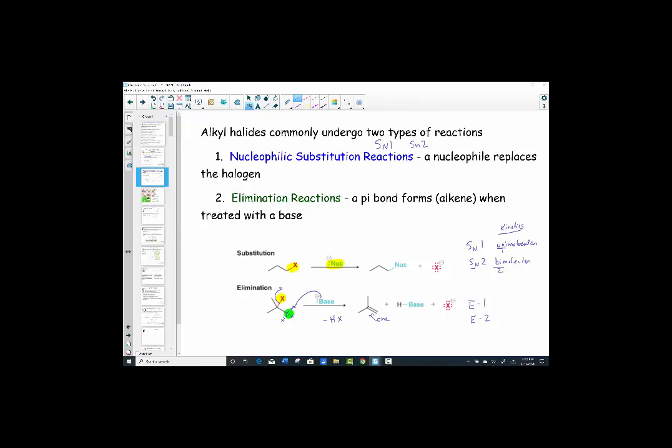Alkyl halides undergo two reactions, nucleophilic substitutions. Those are in two categories, SN1 and SN2, really just depending upon their pathway. And elimination reactions form that double bond when treated with a base. We need to also highlight, just making sure we see what's on the arrow, that a nucleophile promotes substitution. A base promotes elimination. We need to spend time making sure we understand the difference between when a compound will act as a nucleophile and when a compound will act as a base.